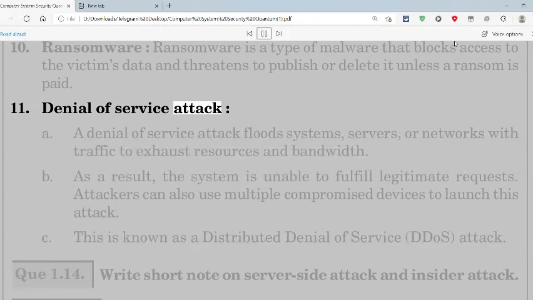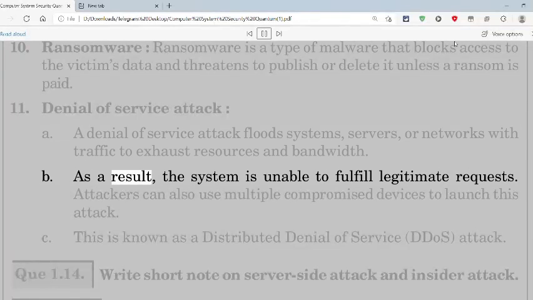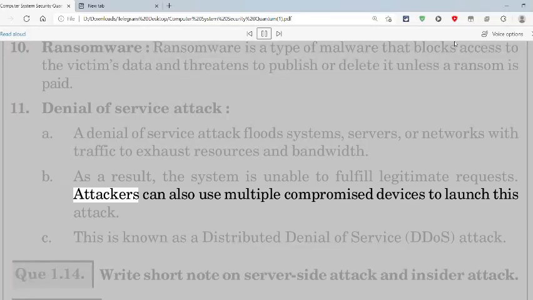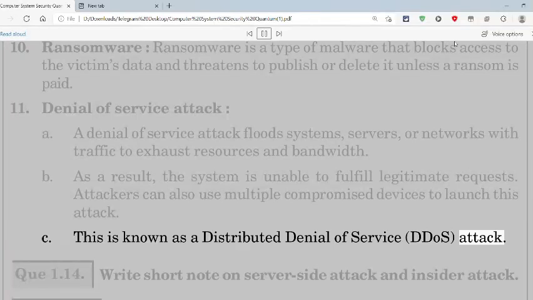11. Denial of service attack. A. A denial of service attack floods systems, servers, or networks with traffic to exhaust resources and bandwidth. B. As a result, the system is unable to fulfill legitimate requests. Attackers can also use multiple compromised devices to launch this attack. C. This is known as a distributed denial of service, DDoS, attack.